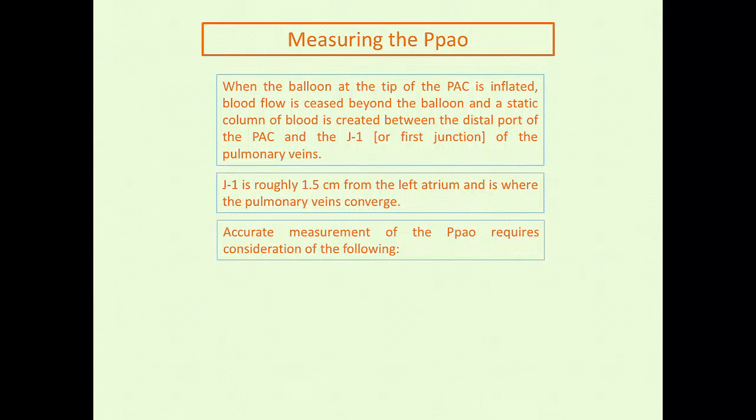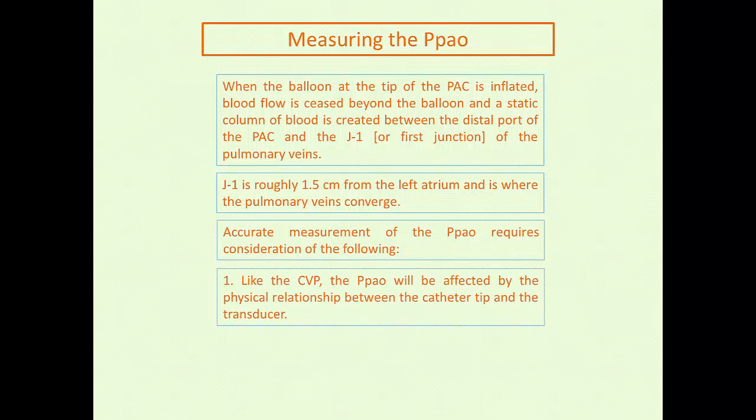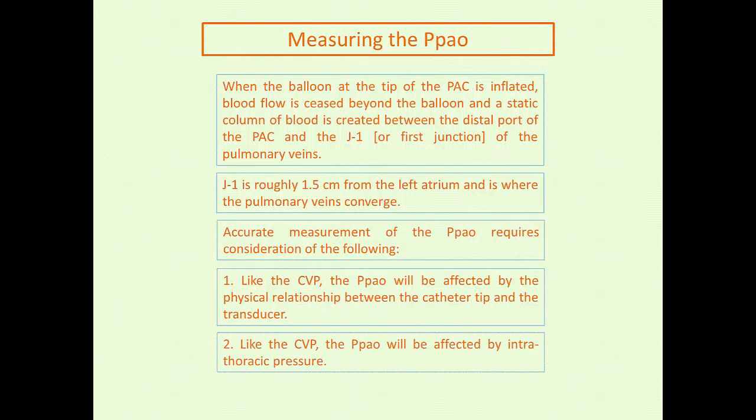But accurate measurement of the pulmonary artery occlusion pressure requires consideration of the following. Firstly, like the CVP, the pulmonary artery occlusion pressure will be affected by the physical relationship between the catheter tip and the transducer, and I talk about that in Chapter 6. Like the CVP, the pulmonary artery occlusion pressure will be affected by intrathoracic pressure, which I'm going to illustrate for you on the next slide.